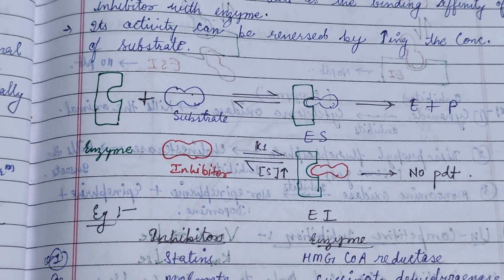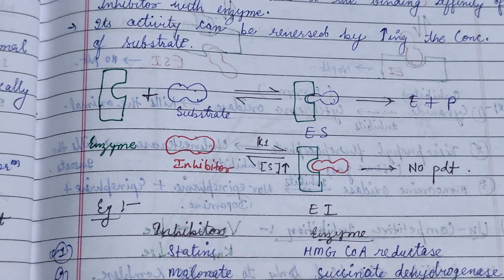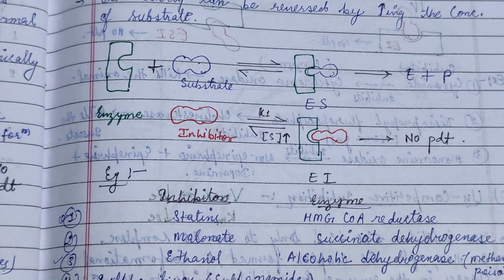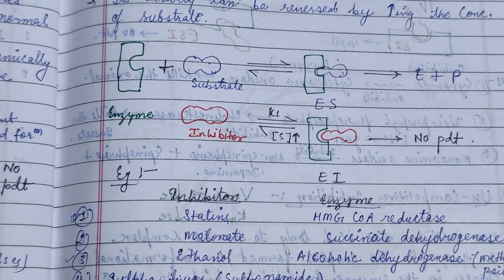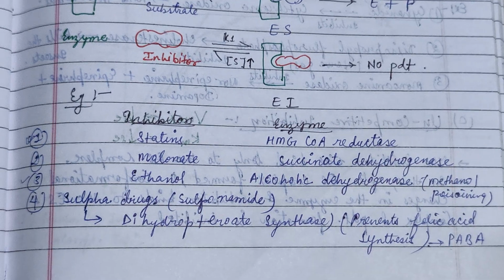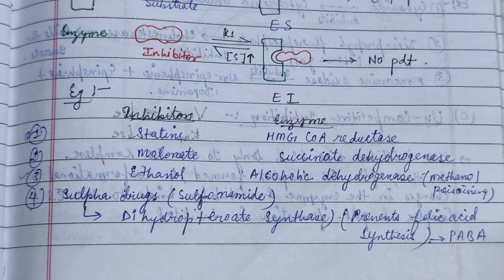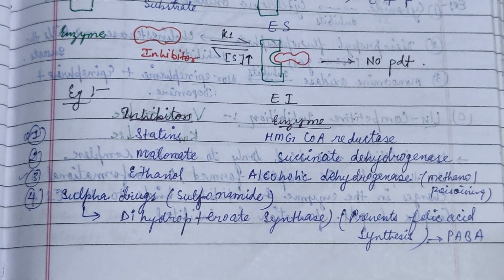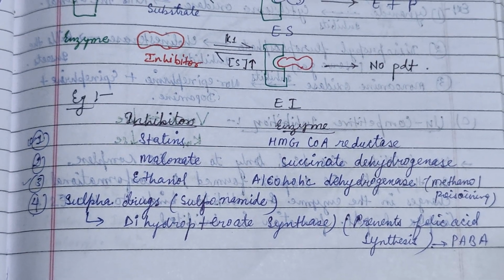In this figure, the enzyme and the substrate bind to form an enzyme plus product formation, while when the enzyme binds to the inhibitor, there is no product formation. Examples of the competitive inhibitors are statins, malonate, ethanol, sulfur drugs, etc.